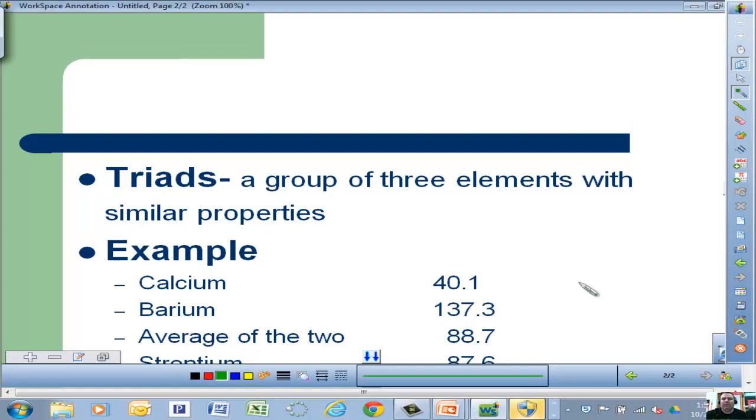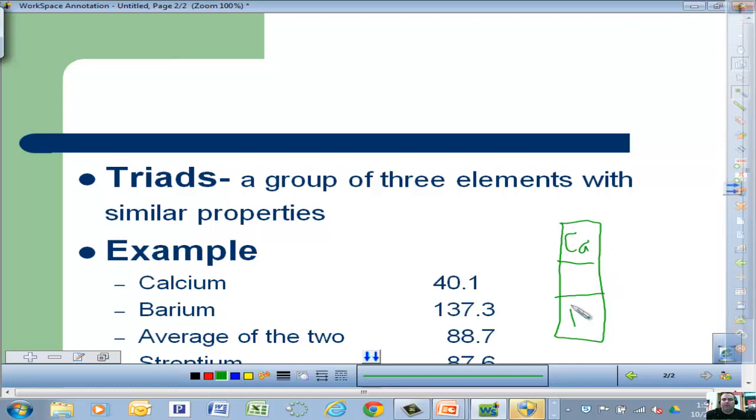Again, what we're saying is with a triad, we're looking at 3 elements that are in a column. He said calcium is here, barium is here. And if I add up the first and the third and divide by 2 and figure out what that average is, that should have been pretty darn close to what strontium was. And again, when we compare it, it was very close. Do triads exist today? No, but there are portions on the periodic table where it does exist.